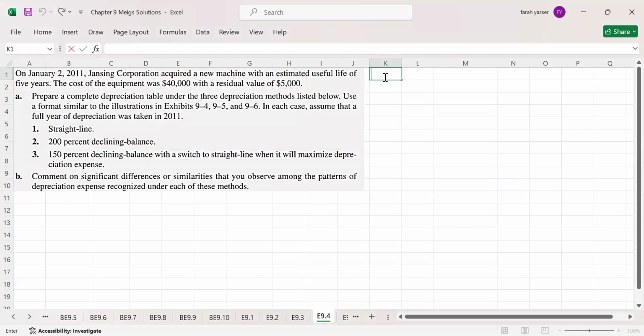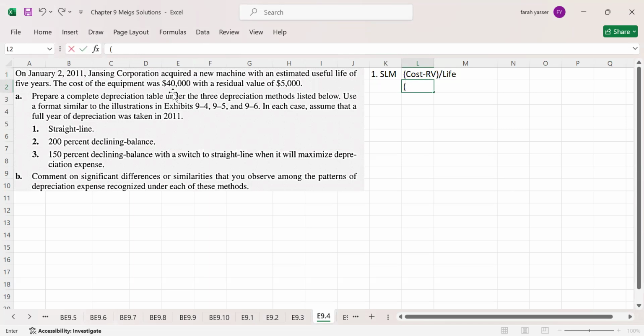So we are going to calculate depreciation using the straight line method. The annual depreciation formula is cost minus residual value divided by useful life. Number one is the straight line method, and the depreciation is cost minus salvage value or residual value, divided by useful life. So this is the formula.